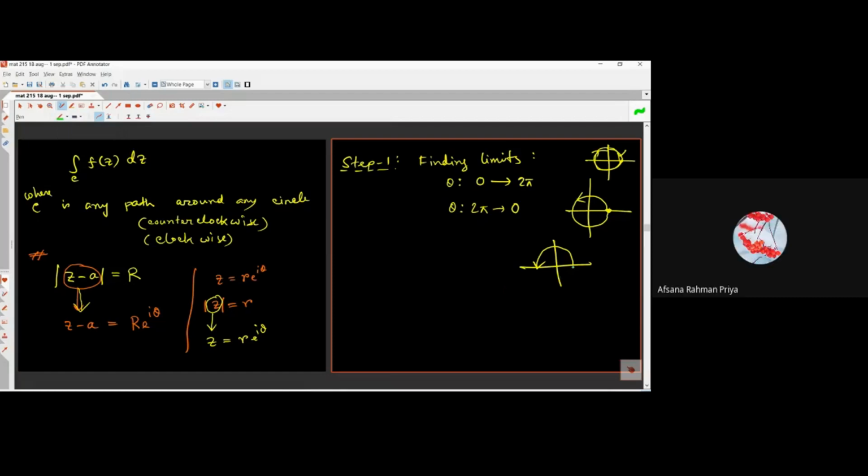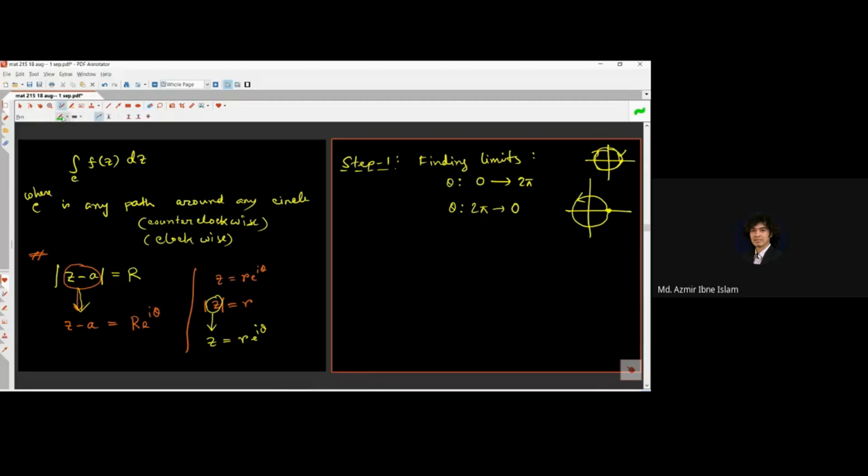So 0 to pi. Yes, it will be 0 to pi. Be sure that the angle will always be confined in 0 to 2 pi if we have a circle, but we may sometimes have an upper half circle, a lower half circle, or a circle only in the first, second, third or fourth quadrant. Depending on different shapes, we will get different limits, but the minimum value of the limit will be 0 and the maximum value will be 2 pi. That is always the same for counterclockwise direction, and for clockwise direction we will get 2 pi to 0.